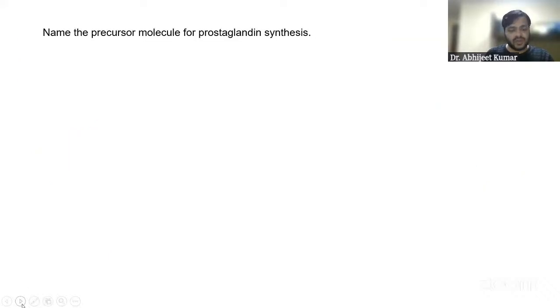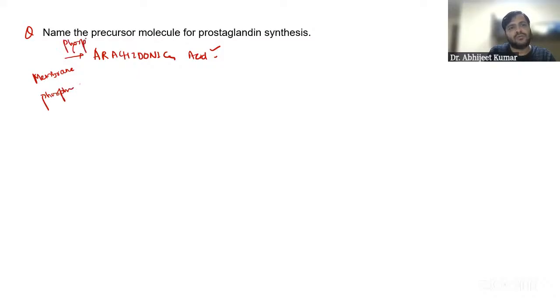Name the precursor molecule for prostaglandin synthesis. Again, discussed many times, right, guys? It's a one-word question, and it is nothing but arachidonic acid. It is released from the membrane phospholipids with the help of the enzyme phospholipase A2. Then it is metabolized by the COX enzymes into prostaglandins. We have already discussed this.